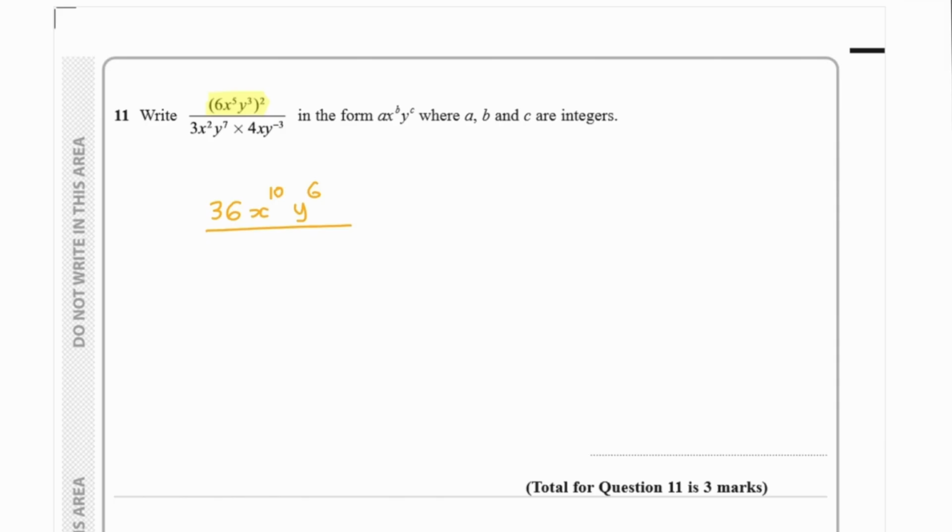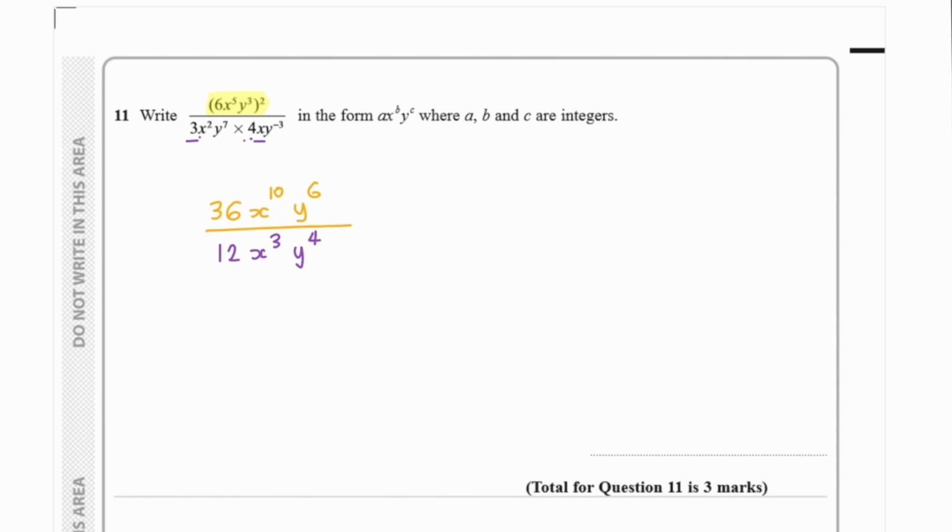We are then dividing it by the denominator, and in the denominator we can see we have two expressions that we are multiplying. So first we would just multiply 3 and 4, which would give us 12. X squared multiplied by x would give us x cubed. And when we multiply numbers with indices, we have to add them. So when we do y to the power 7, add y to the power minus 3, we would have y to the power 4. We now have two expressions that we are dividing, so we can divide the numbers first.